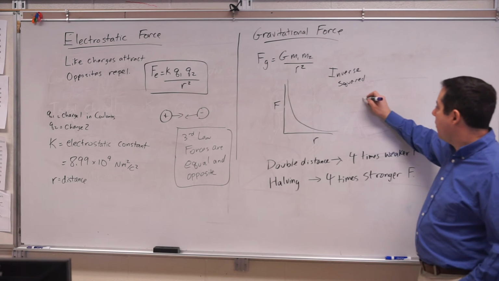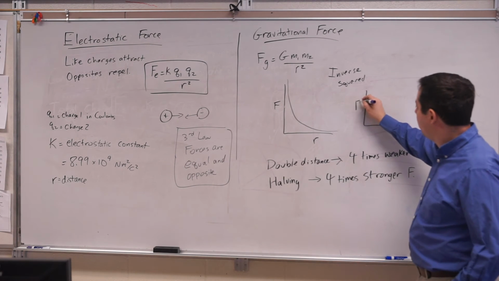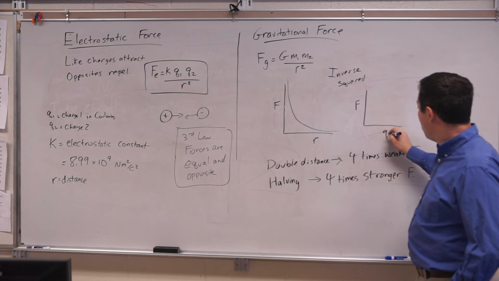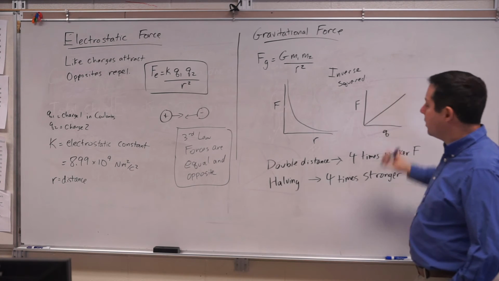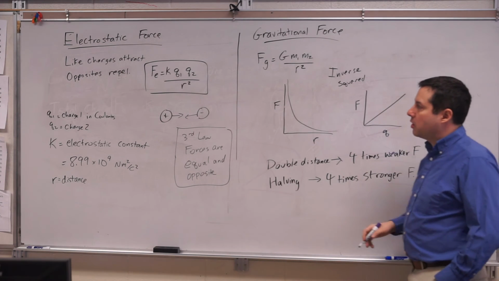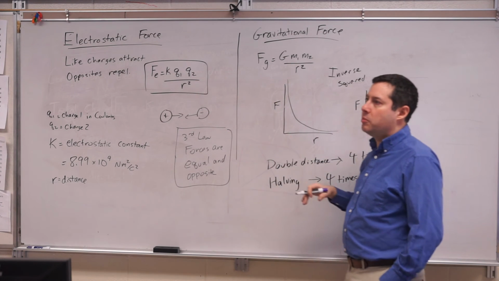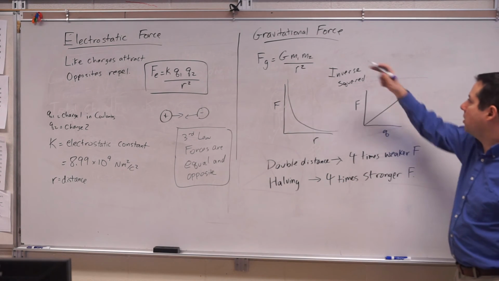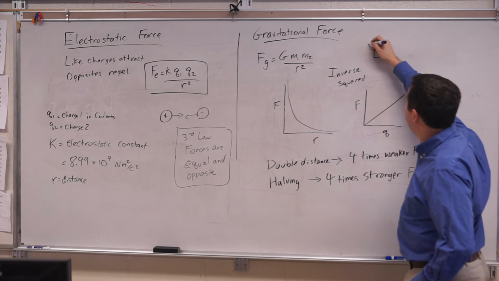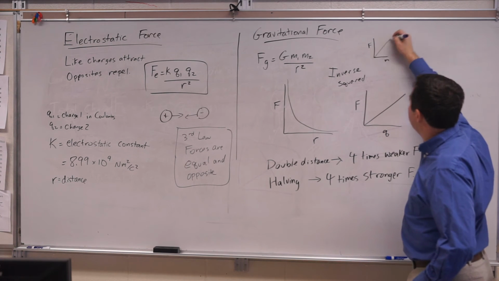If you graph force versus charge, for example, you should get a linear relationship, because force is directly proportional to the charge of one of those objects. Just like in the gravitational equation, if you graph force versus mass, you get a linear relationship.